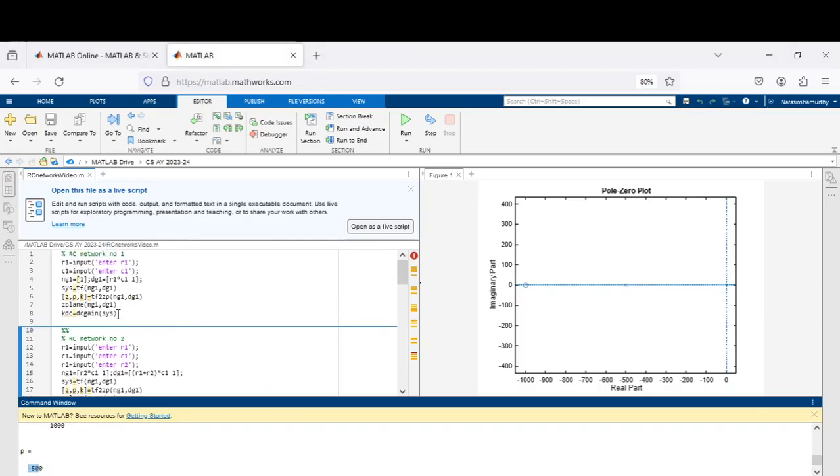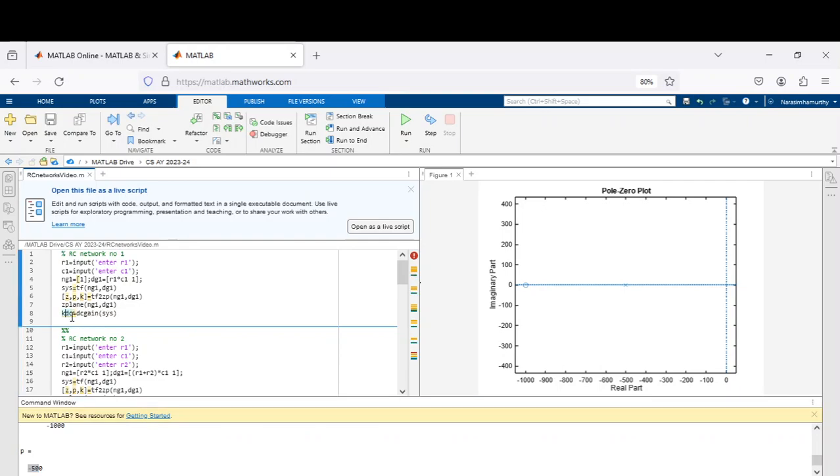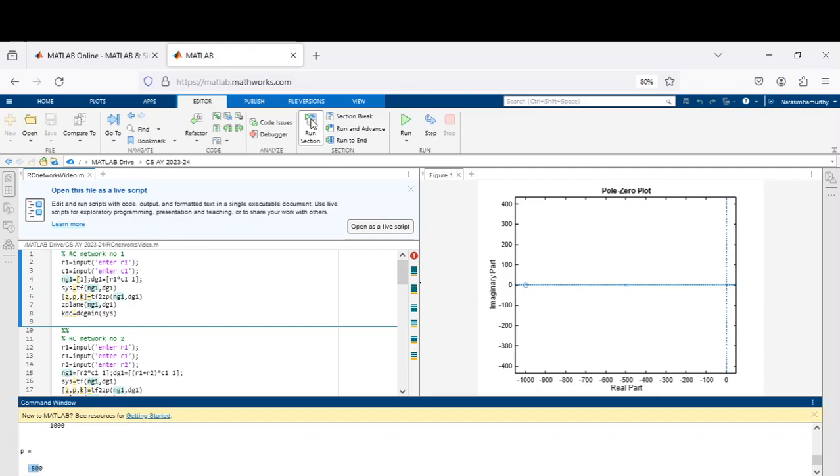Here you can see we have a statement called KDC, which is the DC gain of the system, because the system is representing the transfer function of that RC network. So the DC gain for the first circuit should be 1. Irrespective of the values of R1 and C1, the DC gain is 1.